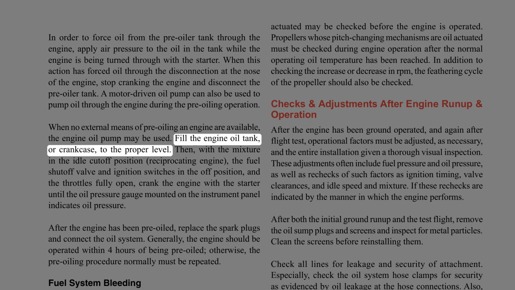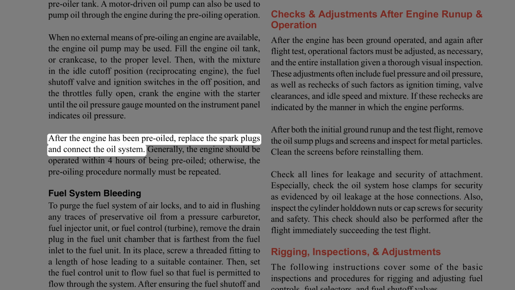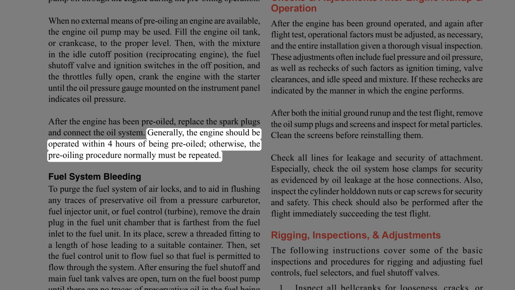Fill the engine oil tank, or crankcase, to the proper level. Then, with the mixture in the idle cutoff position, reciprocating engine, the fuel shutoff valve and ignition switches in the off position, and the throttles fully open, crank the engine with the starter until the oil pressure gauge mounted on the instrument panel indicates oil pressure. After the engine has been pre-oiled, replace the spark plugs and connect the oil system. Generally, the engine should be operated within 4 hours of being pre-oiled. Otherwise, the pre-oiling procedure normally must be repeated.